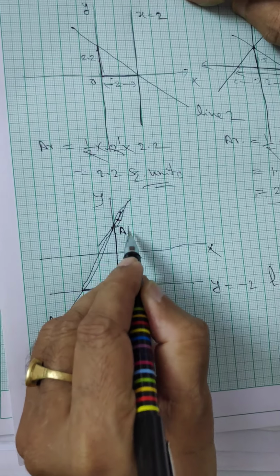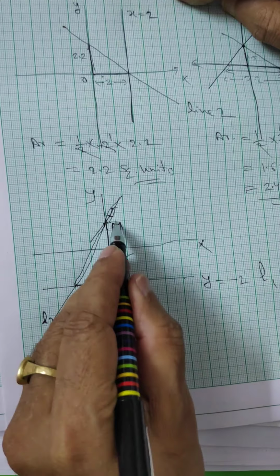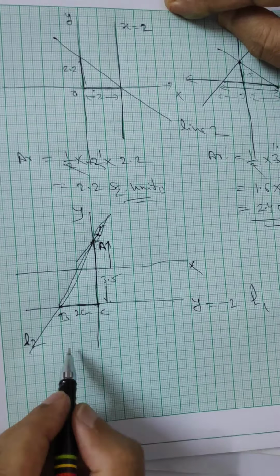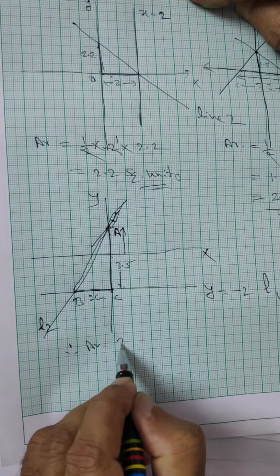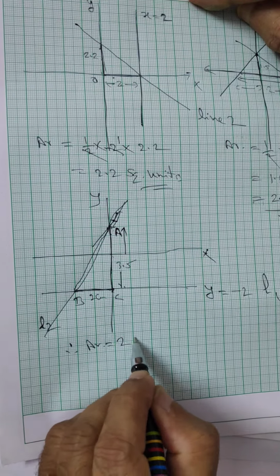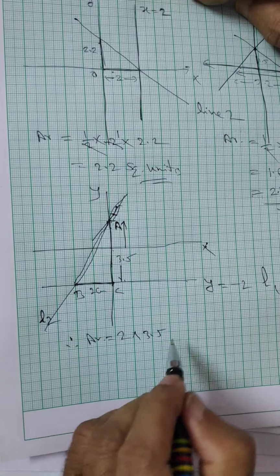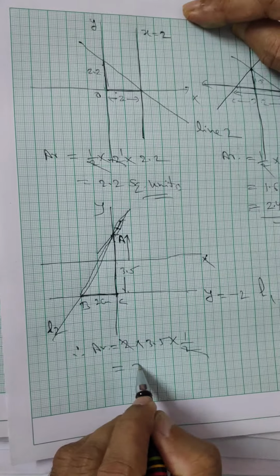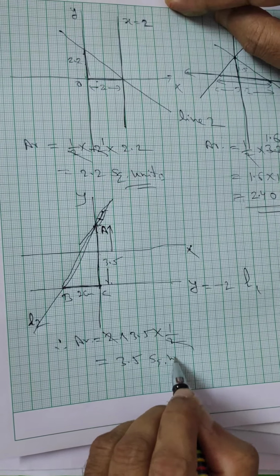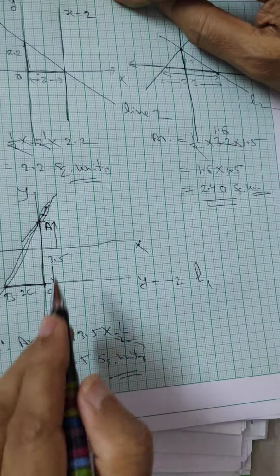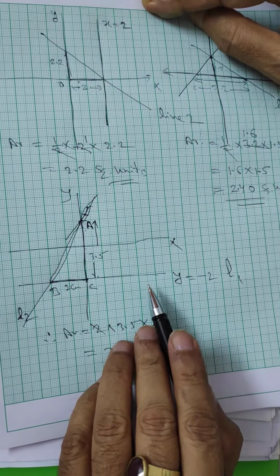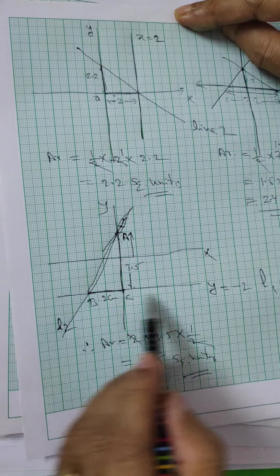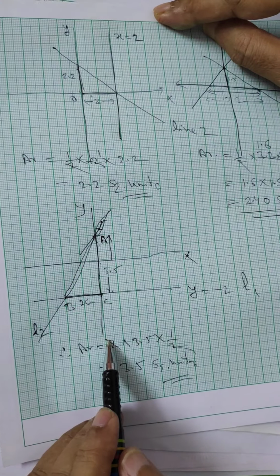In length, never consider positive and negative; you only have to count the distance. So this is 2 centimeter and this is 3.5 centimeter, therefore area is equal to half into base into height, so half into 2 into 3.5. The 2 cancels and it will come 3.5 square units. In this way, you will get the area of the triangle formed with line 1, line 2 and the y-axis.